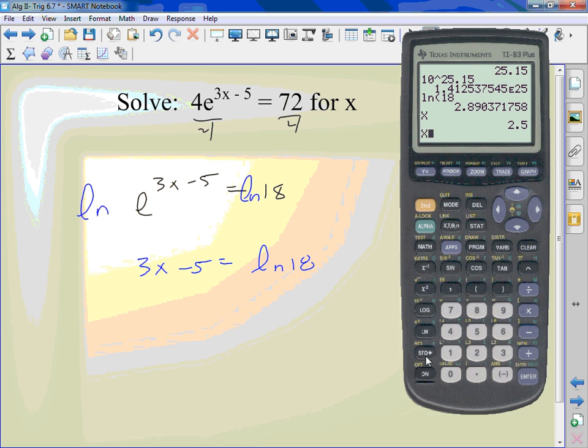I'd do 5 stores into x. So that means every, whoops, I hit it backwards. 5 stores into x. That puts 5 in x. So now whenever I type x, I get 5.